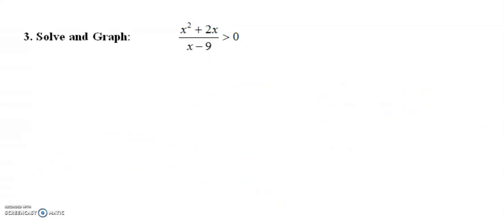Number 3. I want to give you a head start on this one. My hint to you is take out a greatest common factor on the top, but I want you to find the critical points, plug it in, and try it on your own. And I will come back in a bit with my final answer. Please pause now.